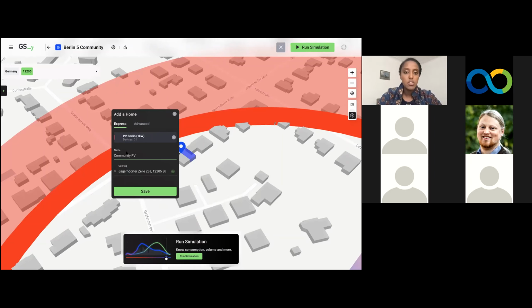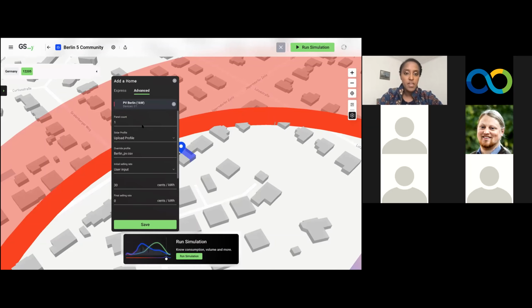And I will write this to be a community PV in my neighborhood. When it has a geotag, when you go to the advanced settings, you can see what it is. Since this is a 1 kWh PV, I can put the panel count to be 10 so that I can configure 10 kilowatts. You can pick the solar profile.